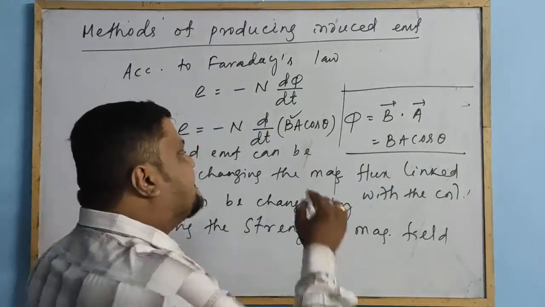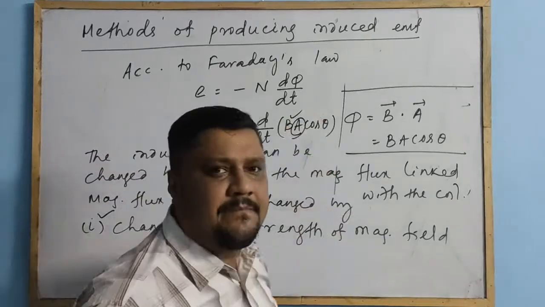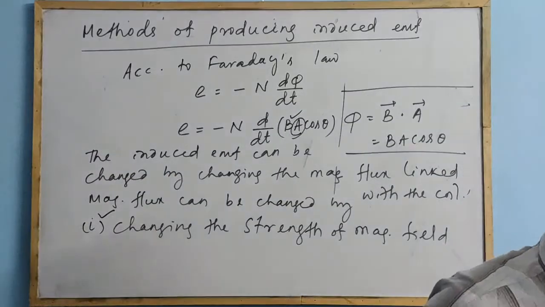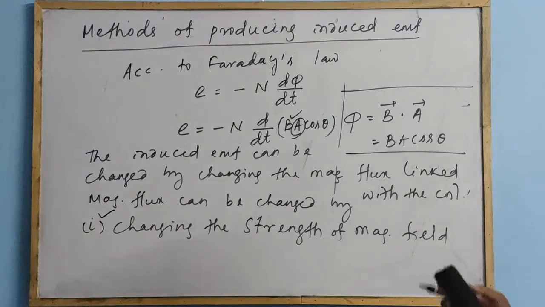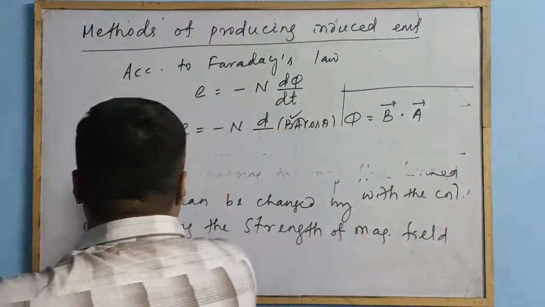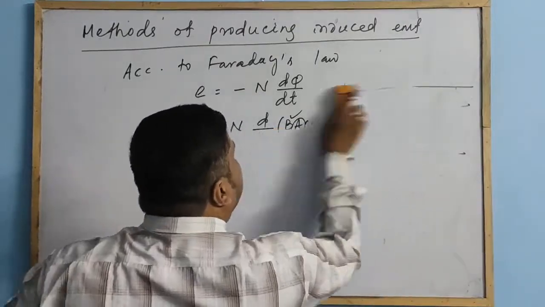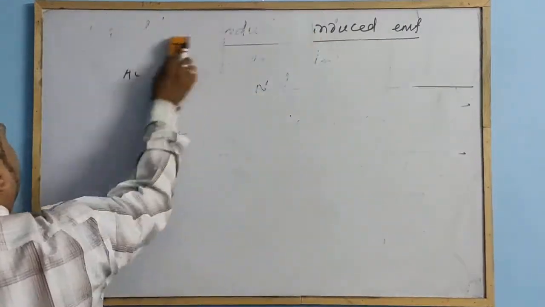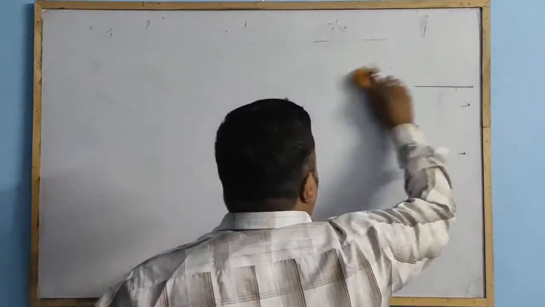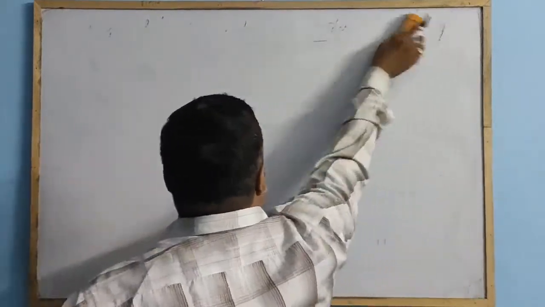But number two is by changing the area. Number two. So that is a question, a 3-mark question. Number two factor is the area. Okay. We will discuss one by one. Next is the area. The second one is the area.